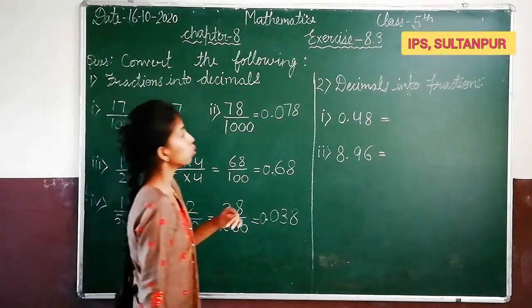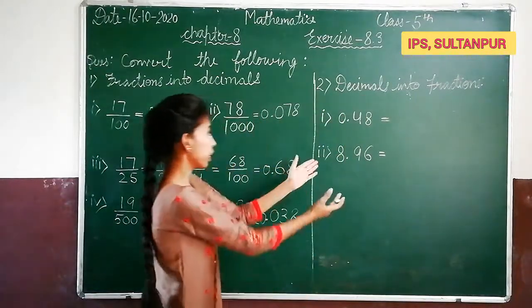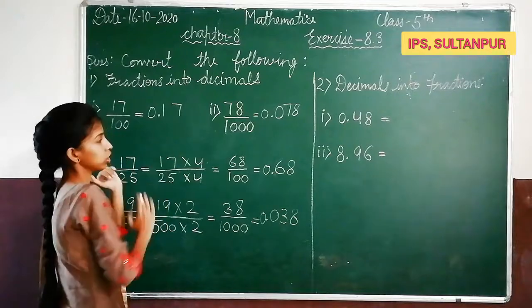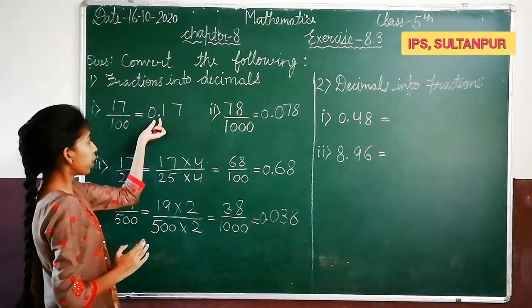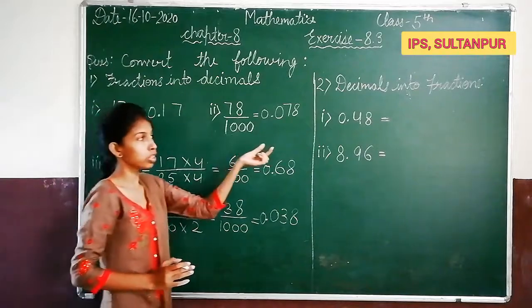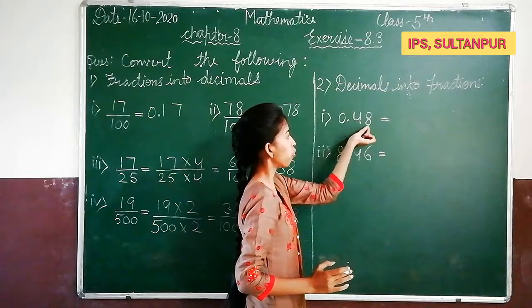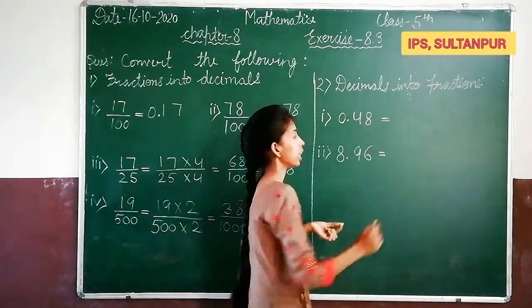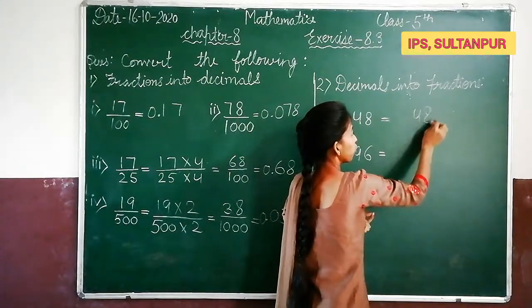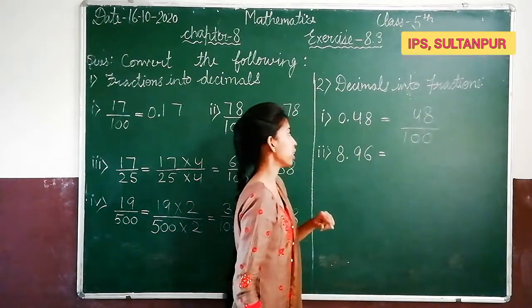Now we will do the conversion of decimal into fraction. The question is just the opposite of this type. Here 0.17 is given and the fraction is 17 by 100. Similarly we will do this question. The decimal is given just before the 2 digits from the back side. So we will remove this decimal by putting 100. Check one thing.